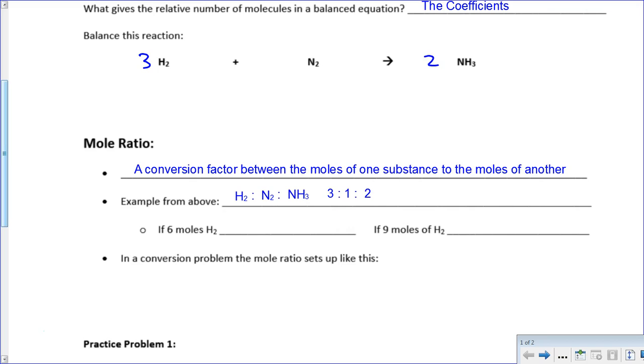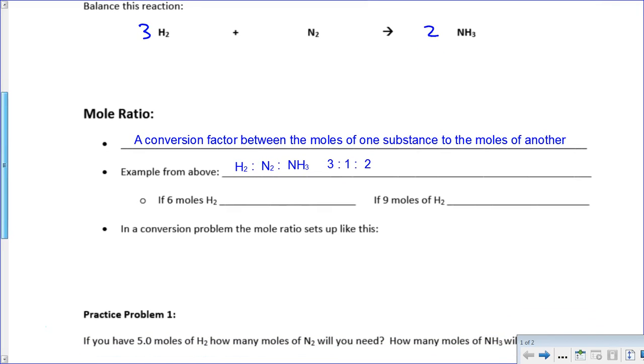And so you can see here, I gave you as the example, H2 to N2 to NH3 is a 3:1:2 ratio. If you use that ratio and you think if we have 6 moles of H2, that's double what is listed in the ratio. So if we had 6 moles of H2, that's double, then we would have 2 moles of N2, and also we would have 4 moles of NH3.